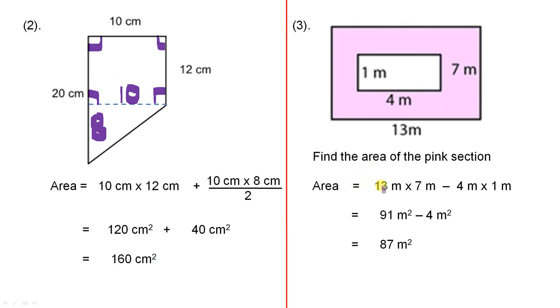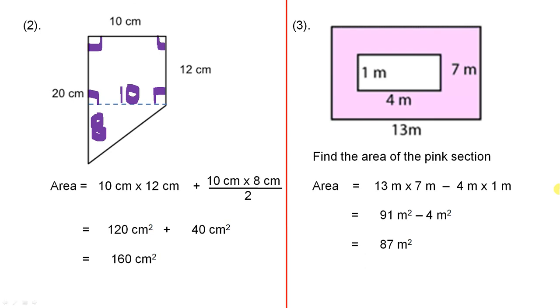So the area of the large rectangle is 13 metres by 7 metres. The area of the small rectangle is 4 metres by 1 metre. So that's 91 square metres minus 4 square metres, and that gives us 87 square metres.